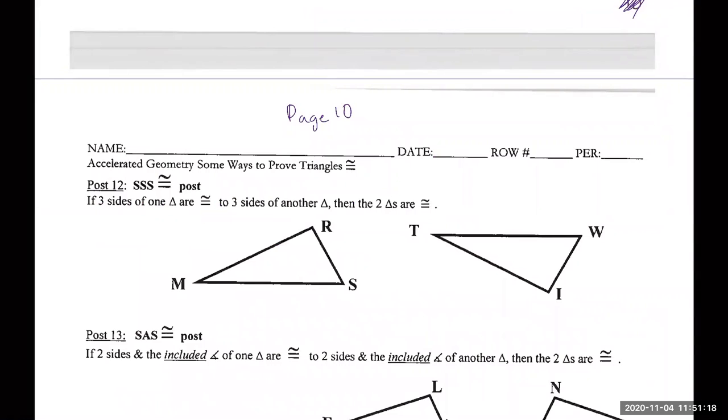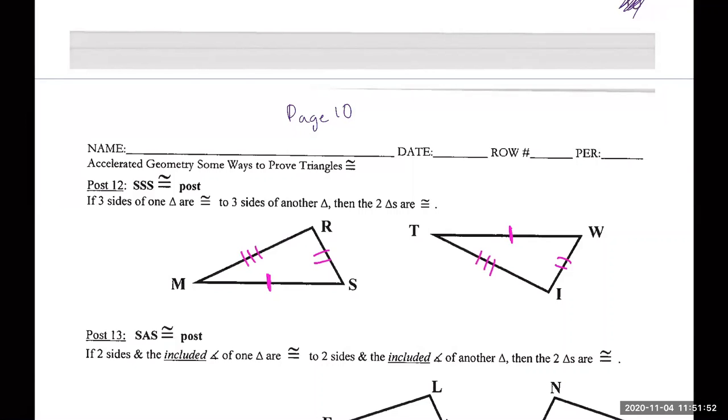So let's say you know it's given, what I'm marking off, that MR is congruent to TW, that RS is congruent to IW, and lastly, I think this is what the last class mentioned, that MS looks more congruent to TW. So let's make that true. Let's mark MS as the single tick mark and TW as the single tick mark, and then MR as our last or third side.